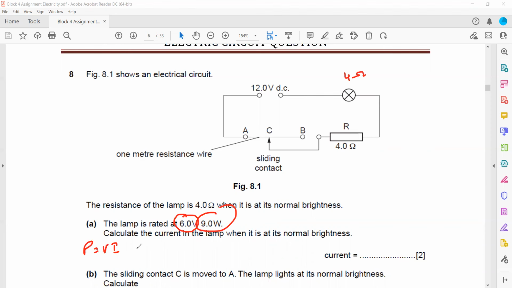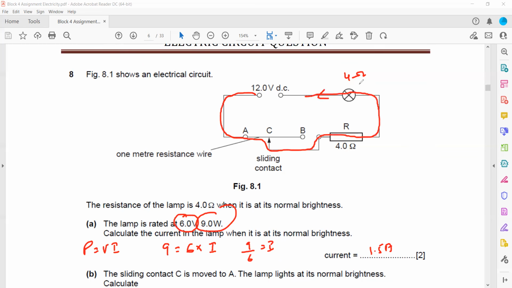Power is voltage multiplied by current. P is the power, which is 9. V is the voltage, 6, and I is the current. So it will be 9 divided by 6 is equal to I. So 9 divided by 6 is equal to 1.5. So 1.5 ampere is the current. And because you can see they're all connected in series, there is only one way for the charges to flow.